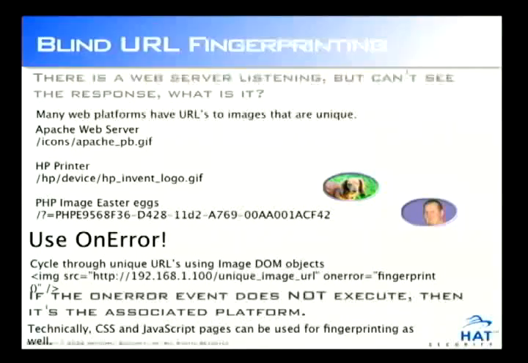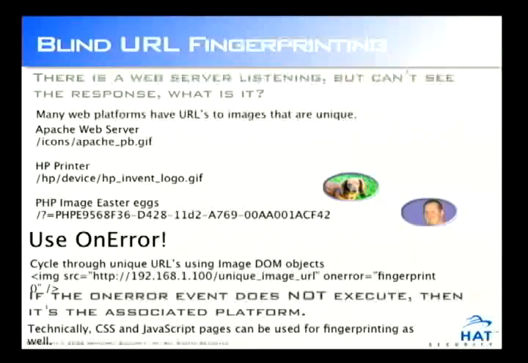What happens is you put an on-error event handler onto the end of the image, and if the on-error event handler doesn't fire, meaning the image was there, you know what the web server is. So you get a bit of uniqueness in the image URL, and now you can figure out what the device is, so you can start tailoring your attacks. This is just one way to fingerprint web servers while blind. You could do other methods such as unique JavaScript objects, and CSS objects, but it's a very simple way.